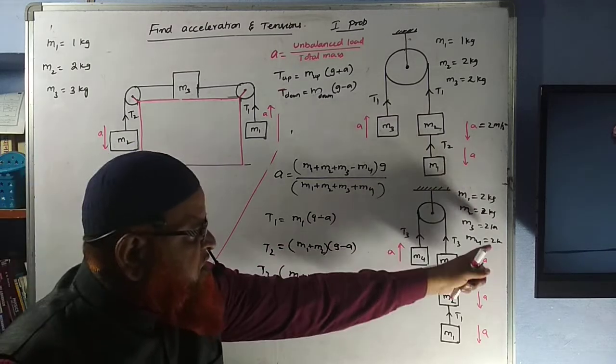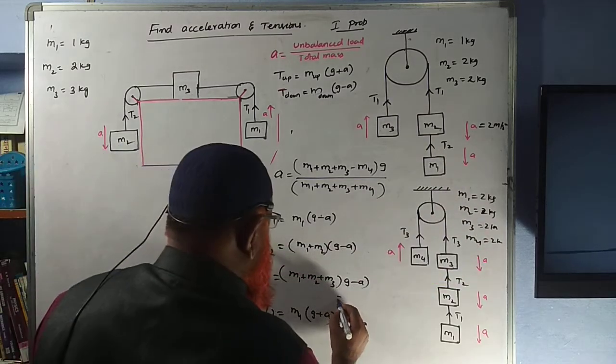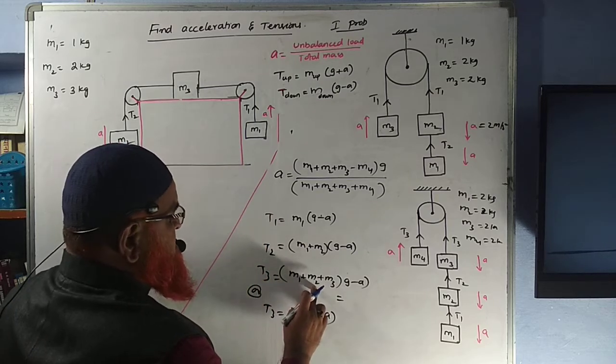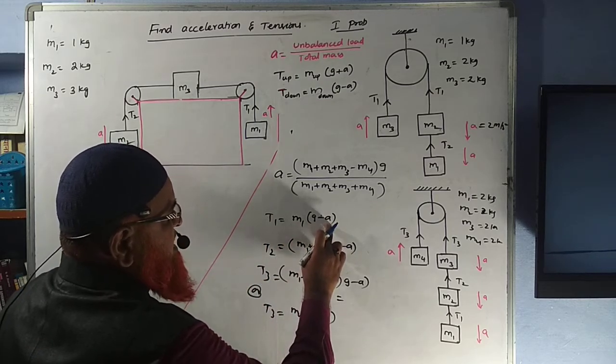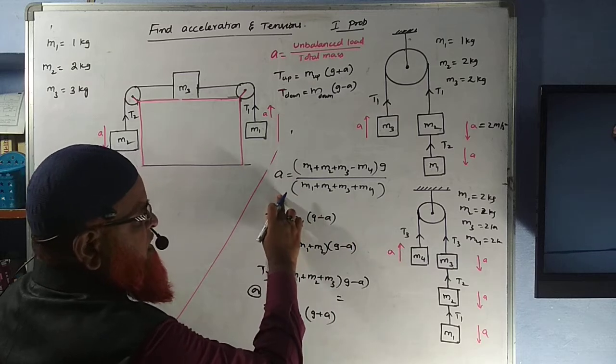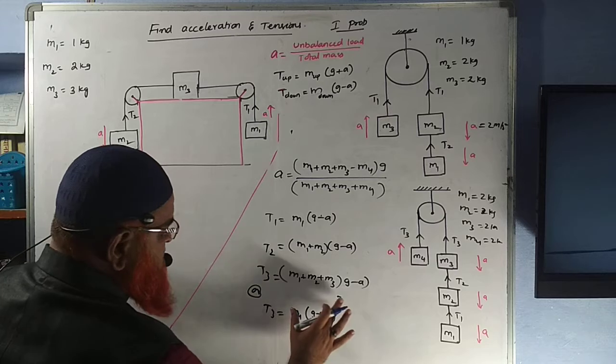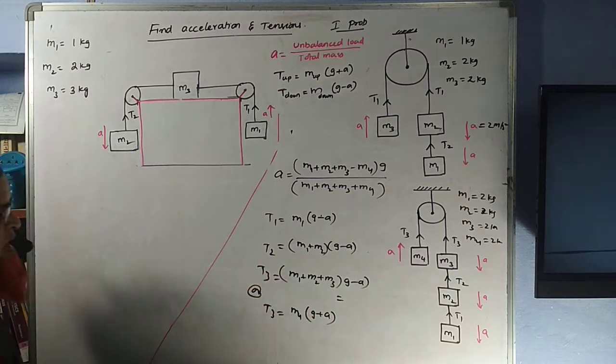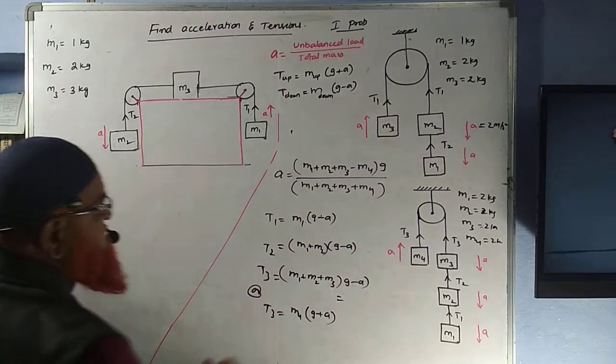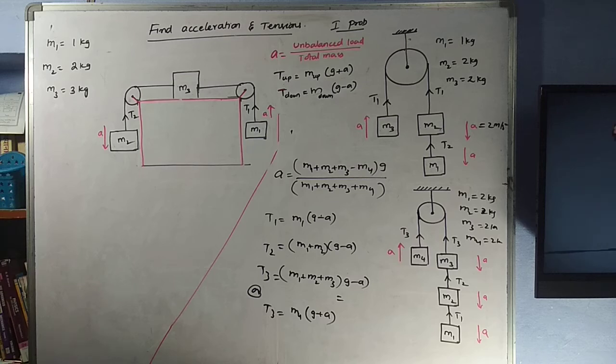Okay, the values are given here. You can just substitute the values. So m1 into g minus a. You will get the acceleration first here. You can find out the acceleration by using the formula, and these are the formulas which will help you to solve this problem. So you can just substitute the values and get the answer here.